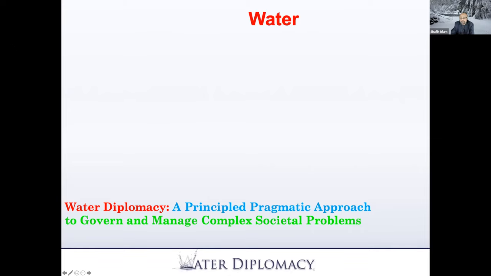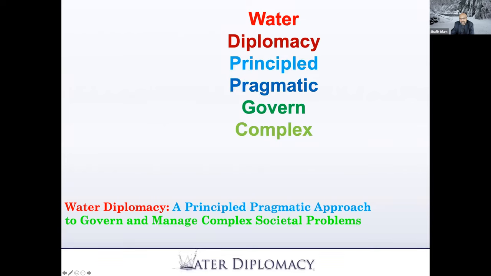So what are diplomacy, principled, pragmatic, govern, complex, problems? So put all kinds of words, and I'm sure you have heard many of these words many, many times in this class. So how many colors are here? Seven. Good. Seven. So you have three and then you have seven.